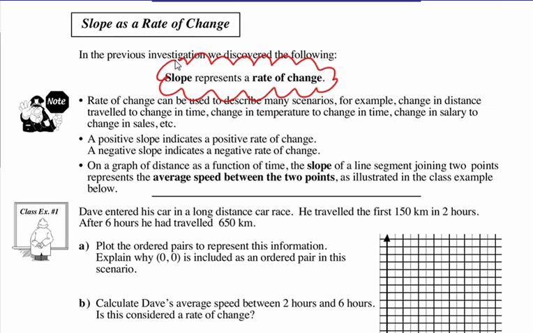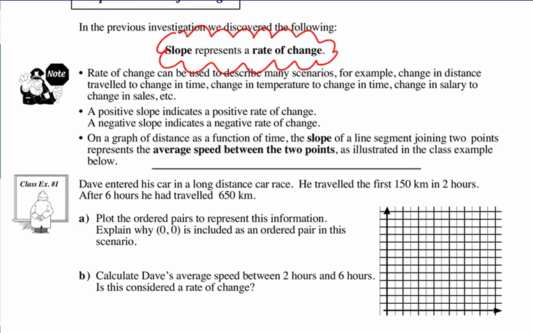A couple other points to look at. A positive slope equals a positive rate of change, and that, remember, is rising to the right. And a negative slope would be a negative rate of change. Another thing to remember is if we're dealing with a distance time graph, the slope of a line segment joining 2 points represents the average speed. So as long as it's a straight line, that slope equals the average speed.